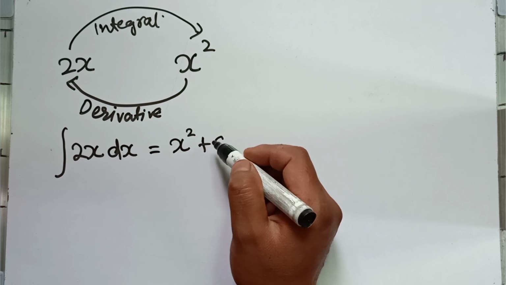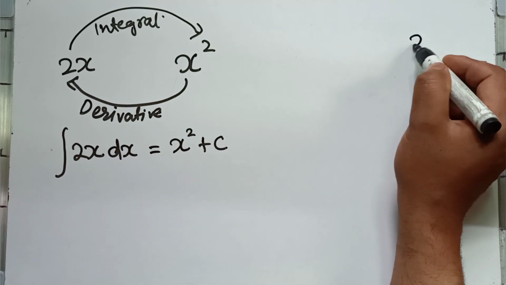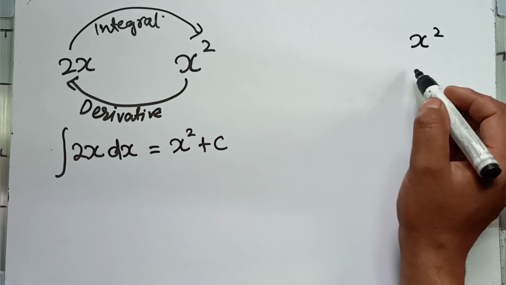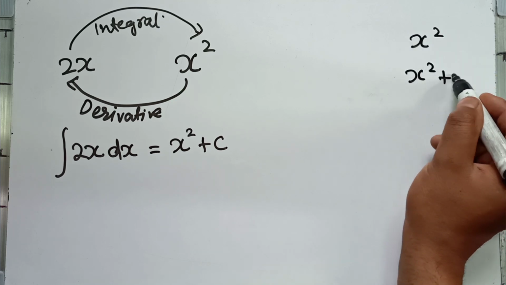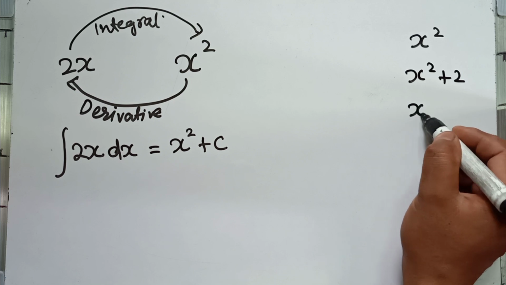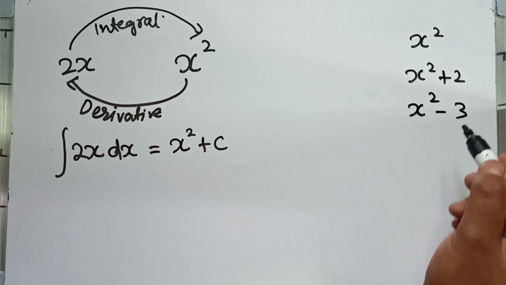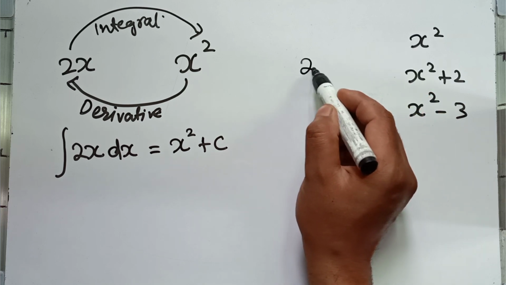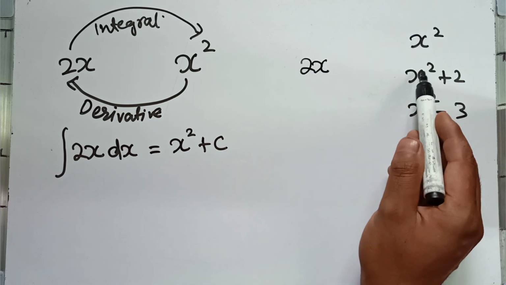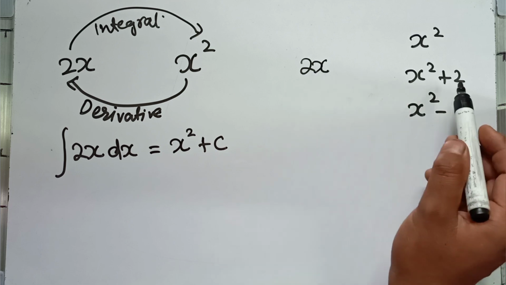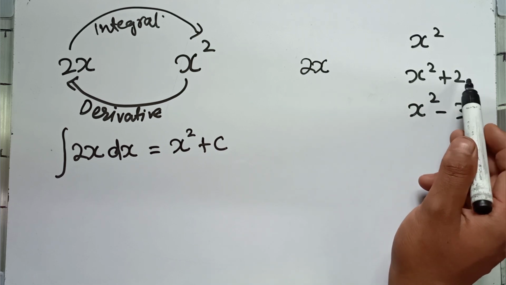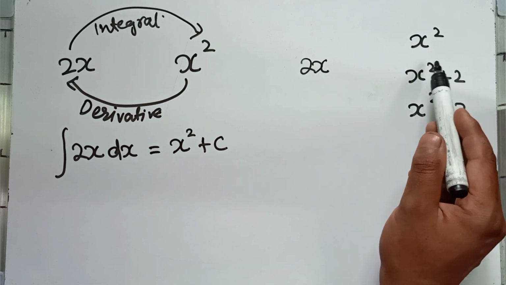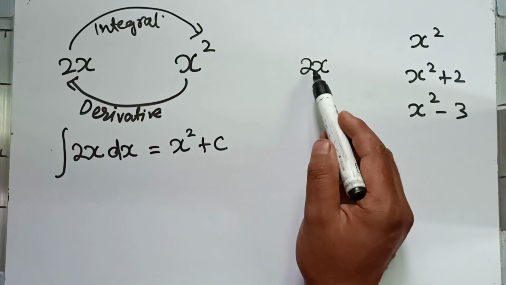Now to see where this comes from, let us have another example. If we have x squared as one function, another function is x squared plus 2, and another function is x squared minus 3. Now the derivative of x squared, as we know, is 2x. Similarly, the derivative of x squared here is 2x, and the derivative of a constant is 0. So the derivative of this function is also 2x.